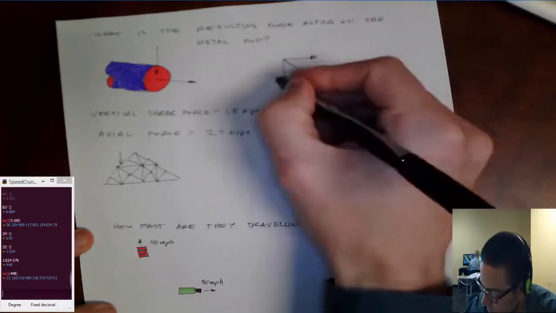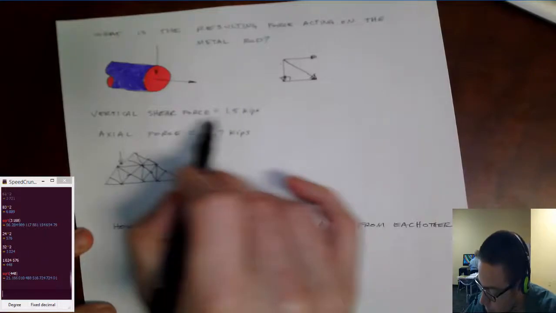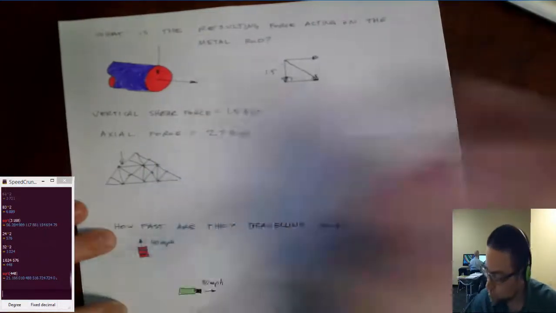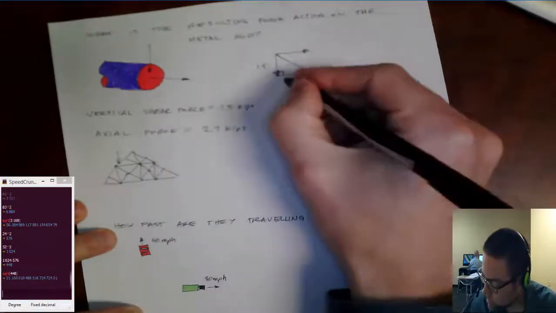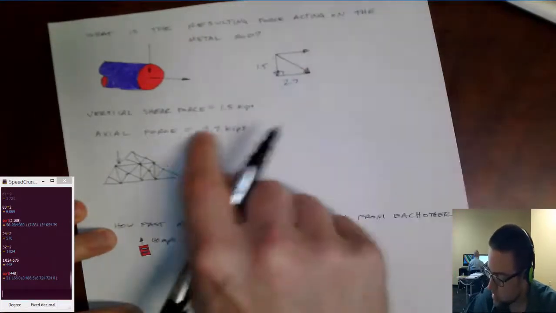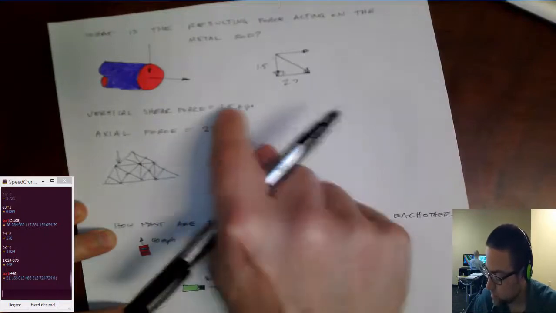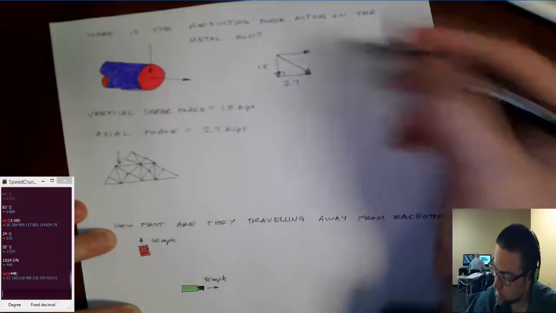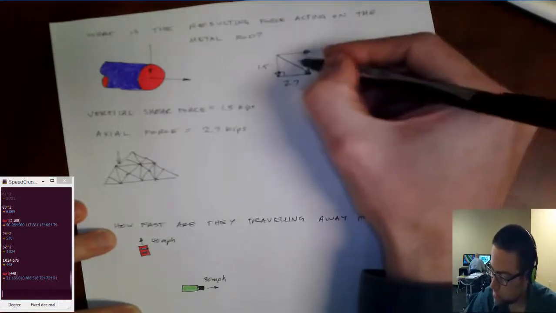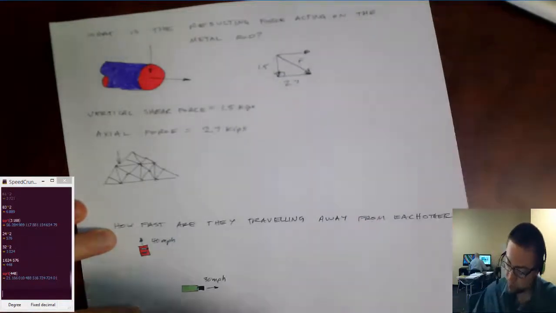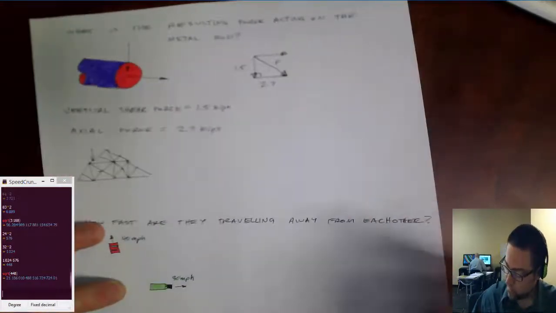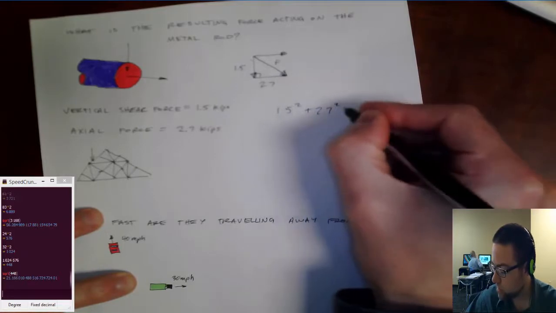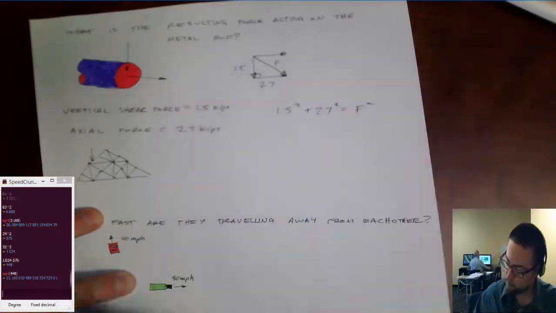So this right triangle would be, let's see, the vertical shear force is 1.5 kips. Kips is just 1,000 pounds. And axial force, 2.7 kips. So really 2,700 or 1,500 pounds. That's what a kip is. So what is the resultant force? So we'll just call this F. So we can use our Pythagorean theorem and say 1.5 squared plus 2.7 squared equals F squared.